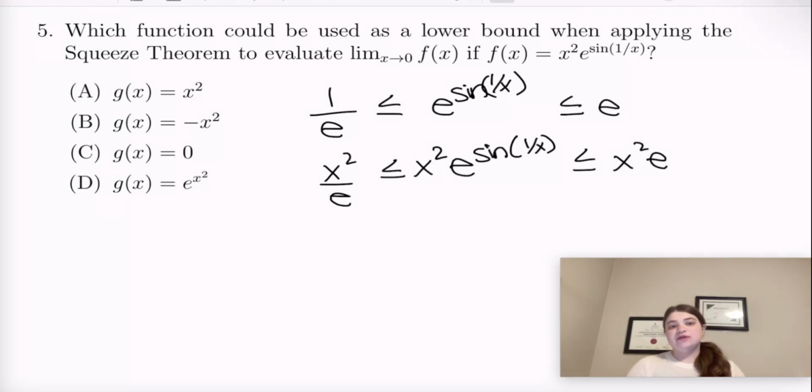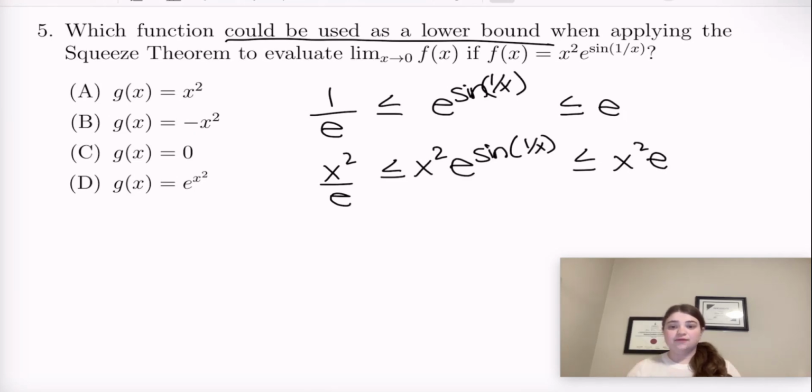So what does this mean though? Basically what this means is that the actual lower bound we should use is x squared over e. And so if that was one of the options, that's certainly what I would choose. However, that isn't one of the options, and notice the wording of the question said which function could be used as a lower bound, not which one is the actual lower bound. So what I'm then going to do is I'm actually going to apply squeeze theorem.